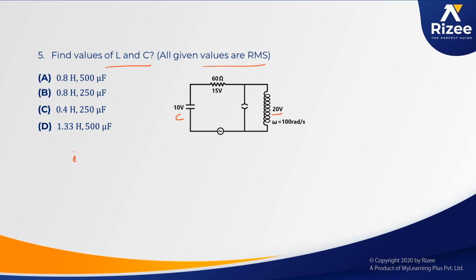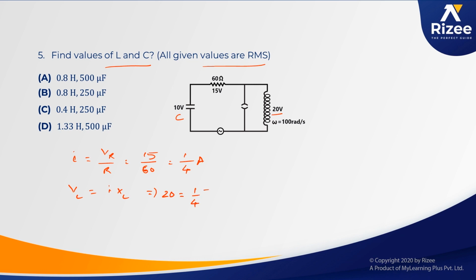Since all of them are in series, the current passing through the circuit is I equals the potential drop across the resistance divided by the resistor R value, which is 15 by 60. That comes out to be 1 by 4, so 1 by 4 amps is passing through the circuit. Then the potential drop across the inductor is VL equals I into XL. VL is already provided as 20 volts, and current I is 1 by 4 since it is a series combination.